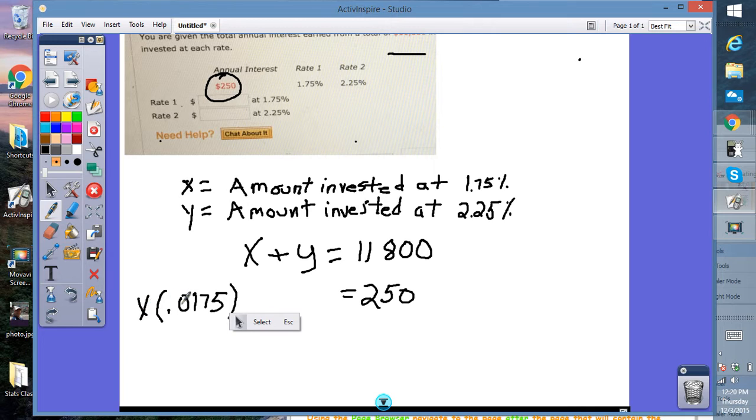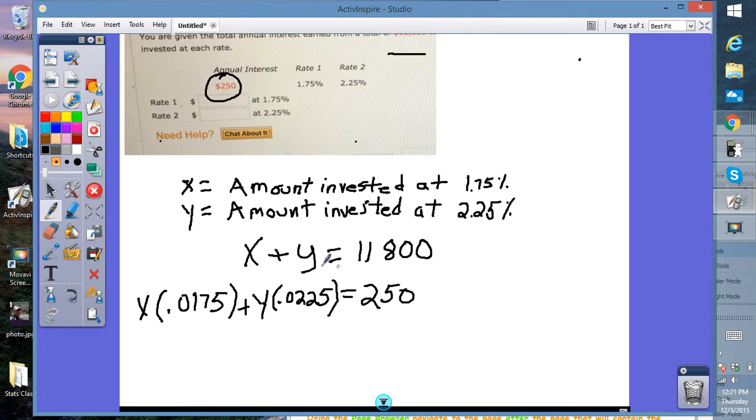That's how much contributed from the 1.75% interest rate. And you're going to take the amount of money invested at the other interest rate and multiply by the interest rate, 0.0225. Again, change it to a decimal. So now you have a system of equations. You have two equations with two variables. This should look very familiar.